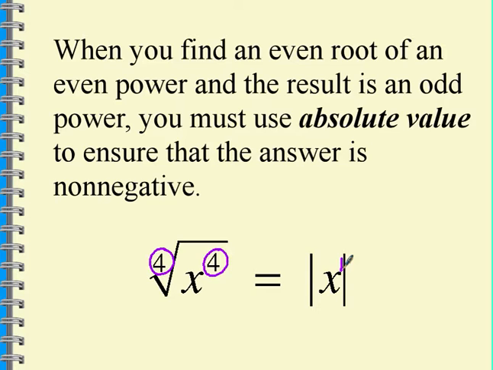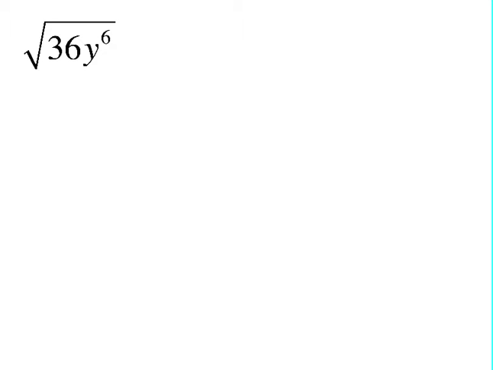So whenever you have even, even, odd, that's our shortcut. The odd is the answer. And whenever you have that odd power in the answer, you have to use absolute value signs. So let's go ahead and look at this. We're going to break this up, and we will do the even, even, odd at the very, very end.